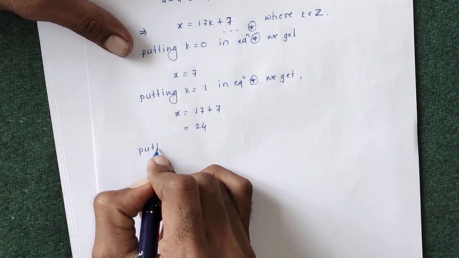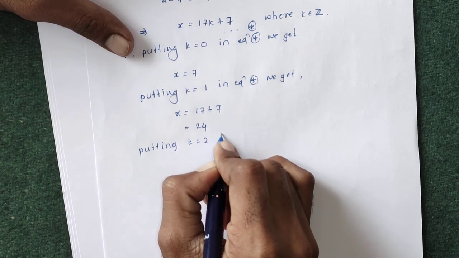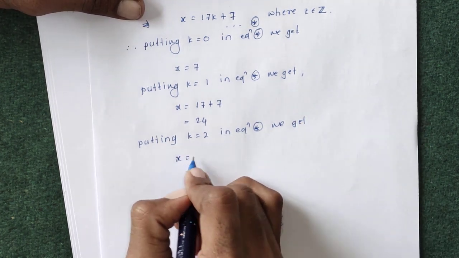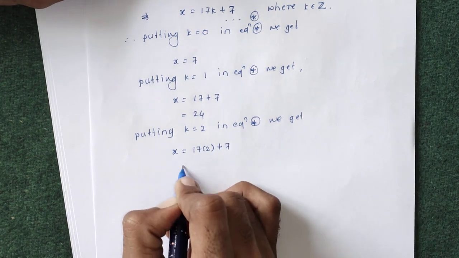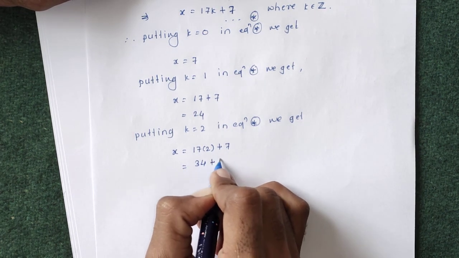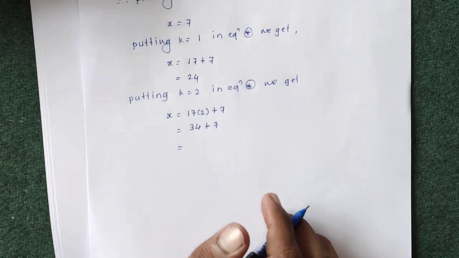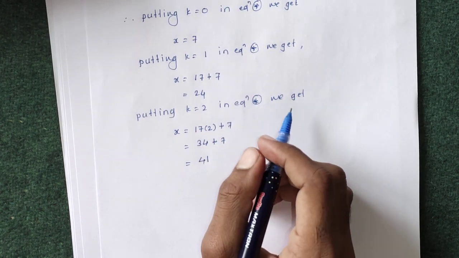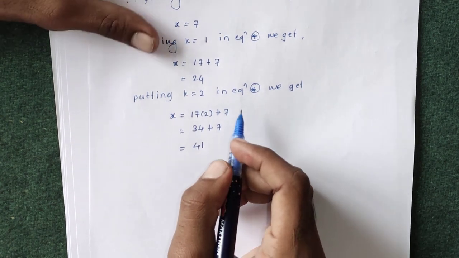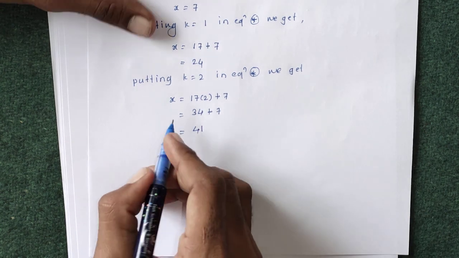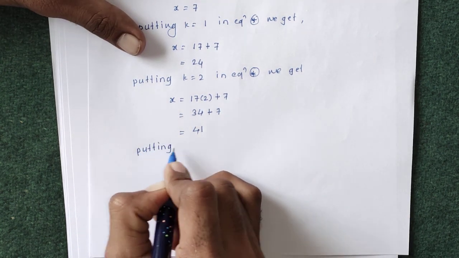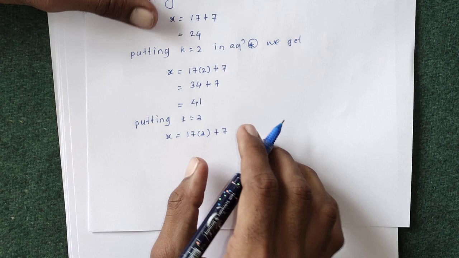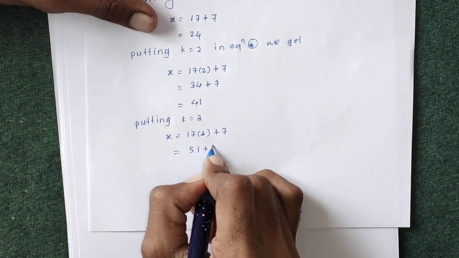Now putting k equal to 2 in star, we get x is equal to 17 times 2 plus 7, that is 17 times 2 is 34, plus 7 gives 41. Again 41 is congruent to 7 modulo 17, since 41 minus 7 is 34, and 17 divides 34. Another value is 41. Now putting k equal to 3, we get x is equal to 17 times 3 plus 7. 17 times 3 is 51, plus 7 is 58.